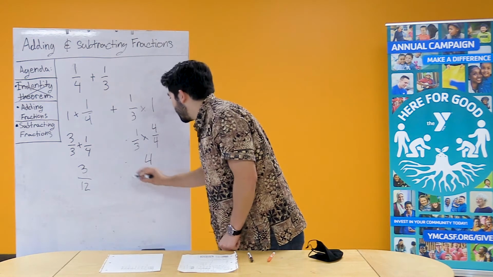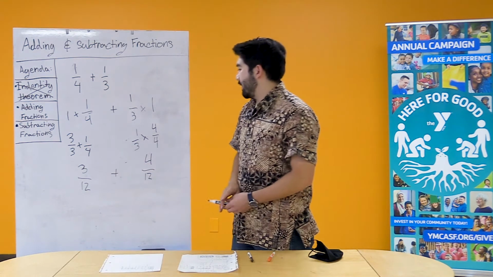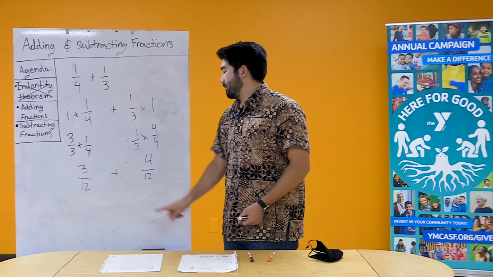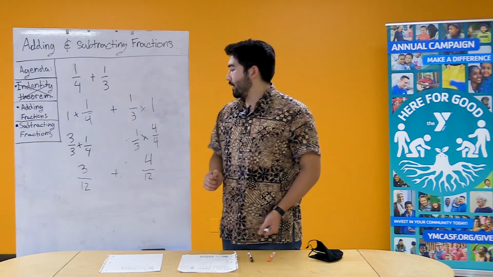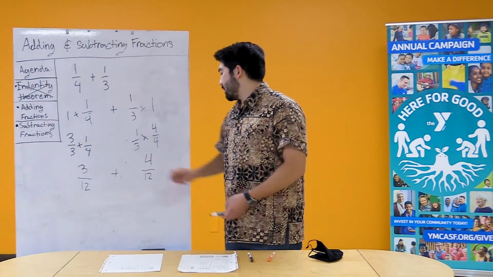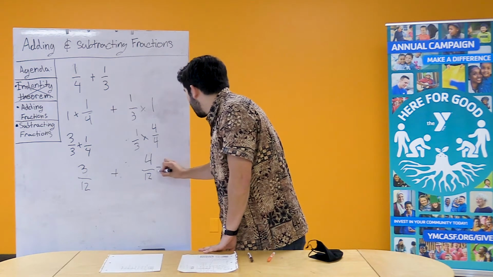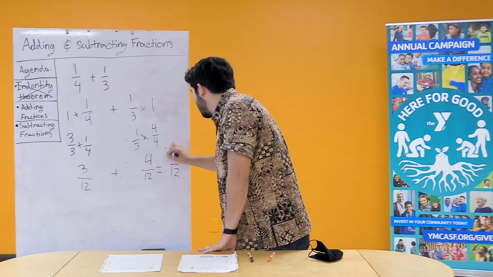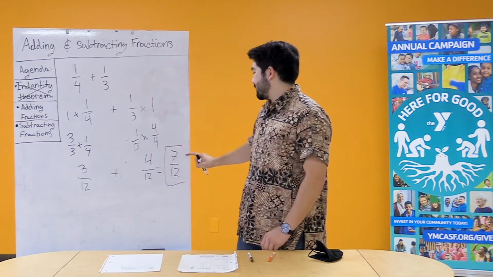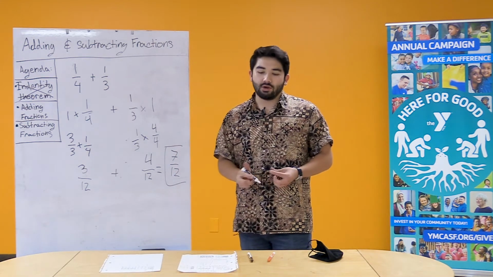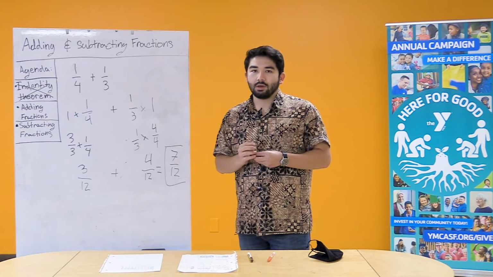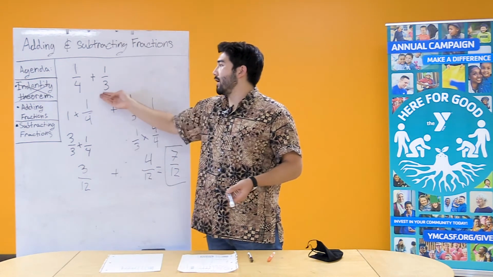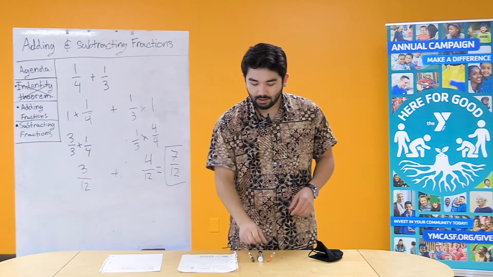3 times 4 is going to be 12. And if you look at that, we now have the same fractions we had in our diagram, and we have the same bottom. So we can add across. 3 plus 4 is going to equal 7. So if you look there, same answer as the diagram, 7/12. Okay, so that's how you add fractions when they have unlike bottoms or different denominators.